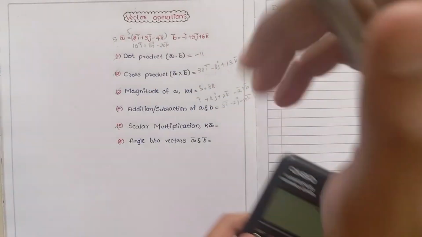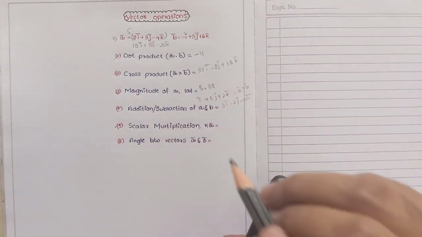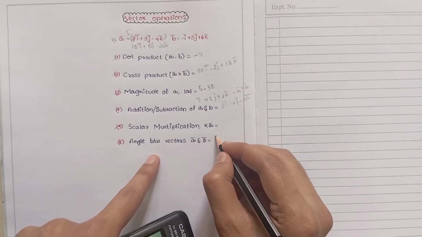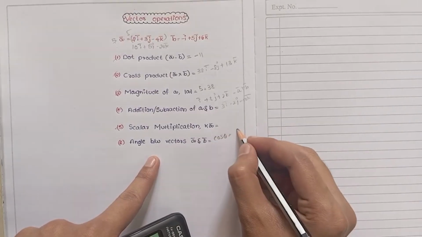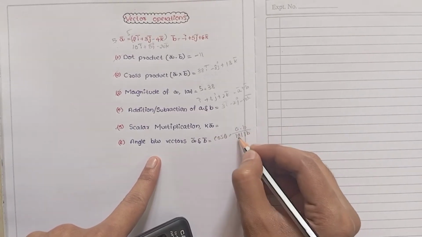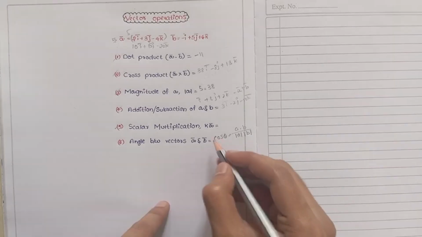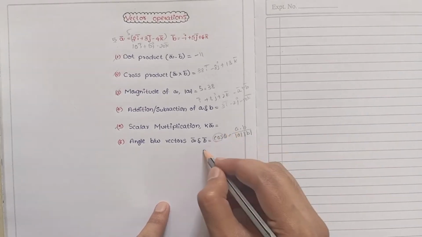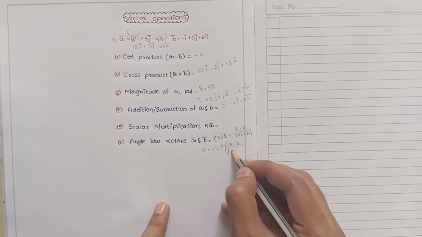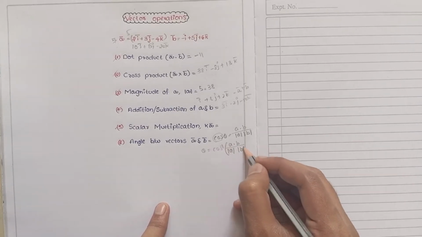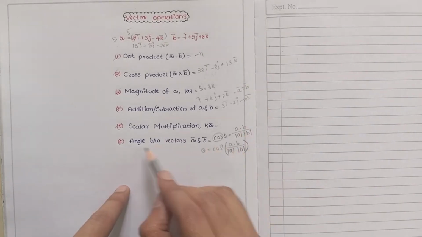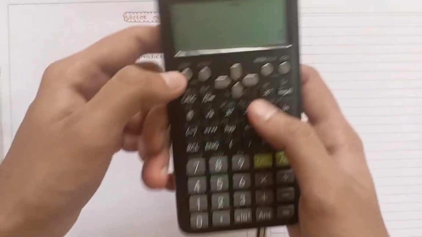Now we will see how to find the angle between two vectors. We know the formula for finding the angle between two vectors, which is cos theta is equal to a dot b by magnitude of a into magnitude of b. When we bring cos to the right side, we get theta is equal to cos inverse of a dot b divided by magnitude of a into magnitude of b. Now we have to calculate this value to get the angle between two vectors.